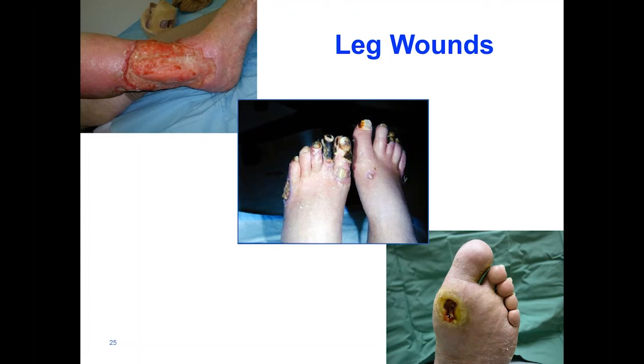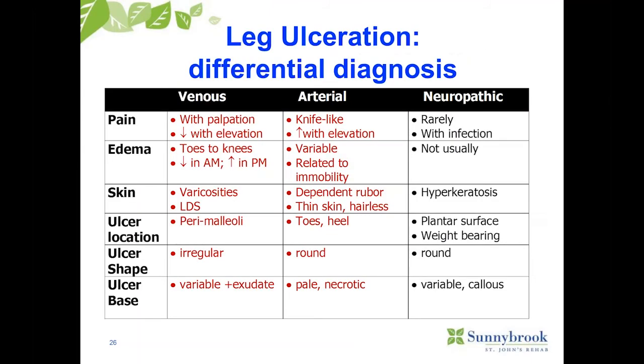So we're going to spend a little bit of time talking about the different sort of leg wounds that we do see here at St. John's. 3 different kinds. First, a little bit of a description. So we're talking about venous leg ulcers, arterial or ischemic ulcers, or neuropathic, which would include your diabetic foot ulcers. Okay, so go down to ulcer location in the middle.